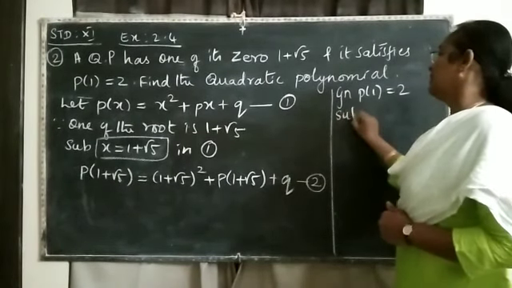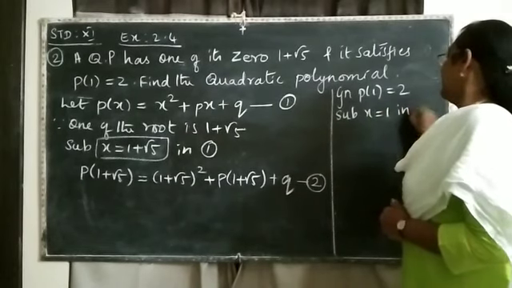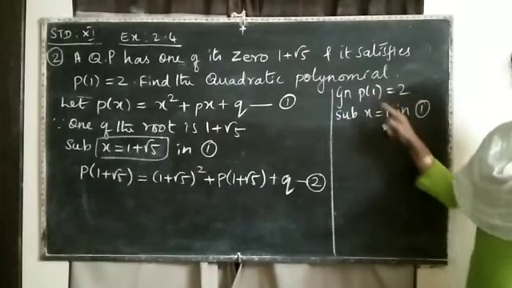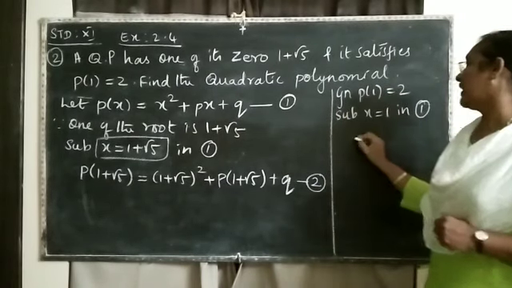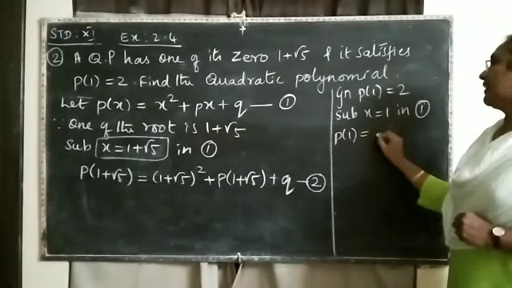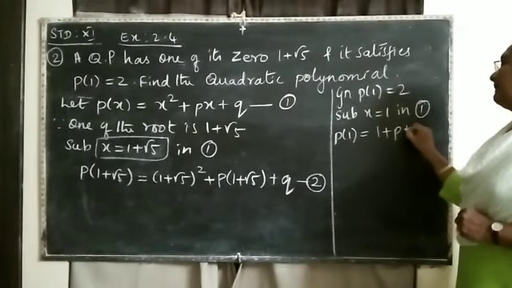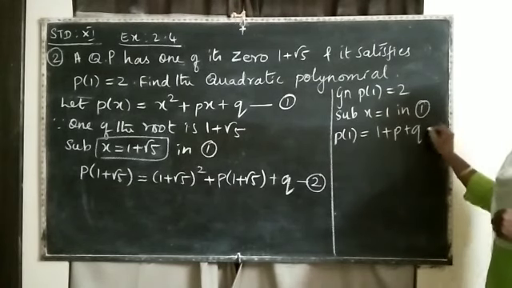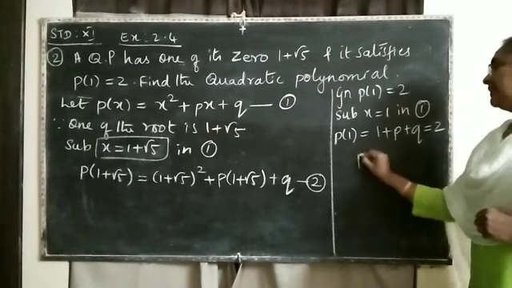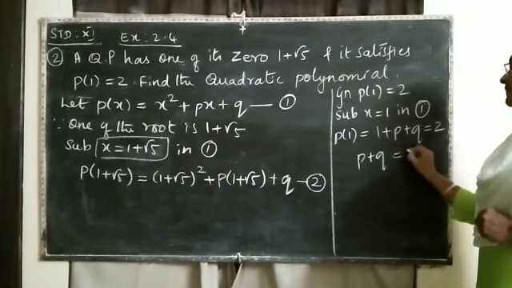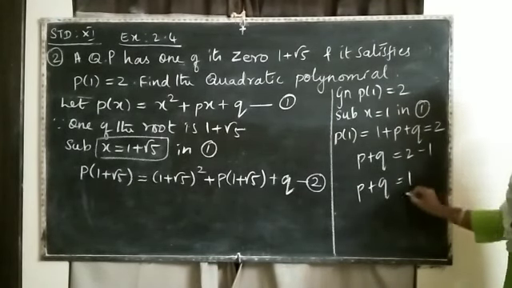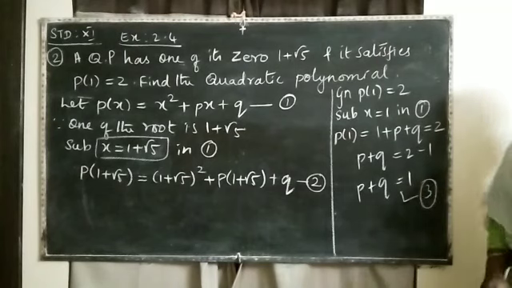Again, I am going to substitute x is equal to 1 in which equation? The first equation. I am going to substitute this x value, which is 1. When I substitute, what will I get? P of 1 will be equal to 1 squared plus P plus Q. Yes or no? Equal to 2. Now, this 1 goes to that side, so in this equation P plus Q will be equal to 2 minus 1. So, P plus Q will be equal to 1. Let us take this as the third equation.